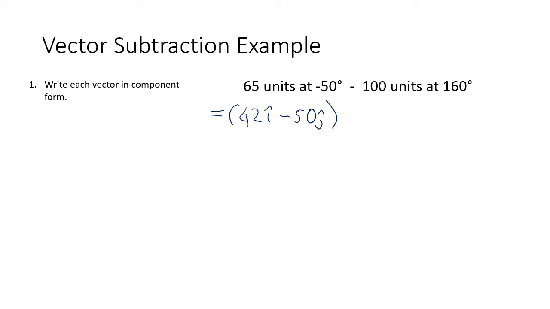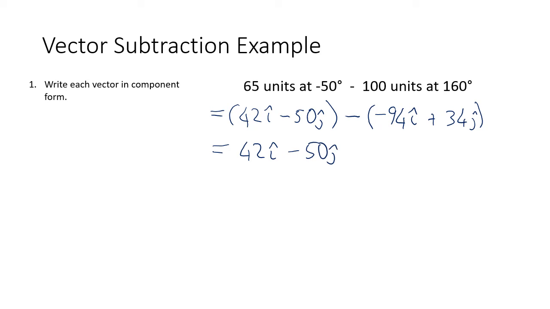Doing the same for the second vector, 100 units at 160 degrees, we get minus 94i plus 34j. So there's our two vectors in component form, but this time we're not adding them, we're subtracting them. Since it's all addition and subtraction, we can remove the brackets, but you need to be careful here. We get 42i minus 50j.